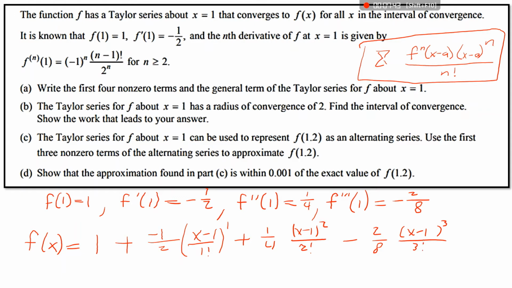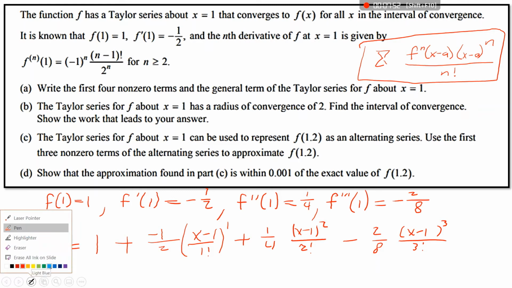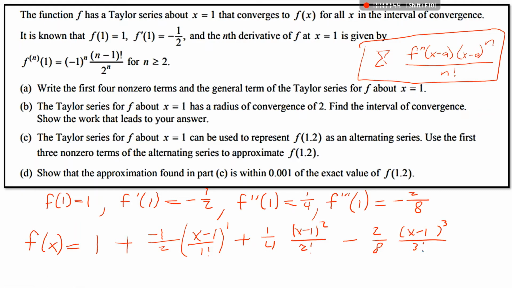Okay, so let's simplify things just a little bit, and we'll see if we can find a pattern. Okay, so what's 3 factorial? That's 6. Okay, and 6 is 3 times 2, so this 2 can cancel. So that leaves us with 3 on bottom. Then this sign can cancel, and I think that's it actually.